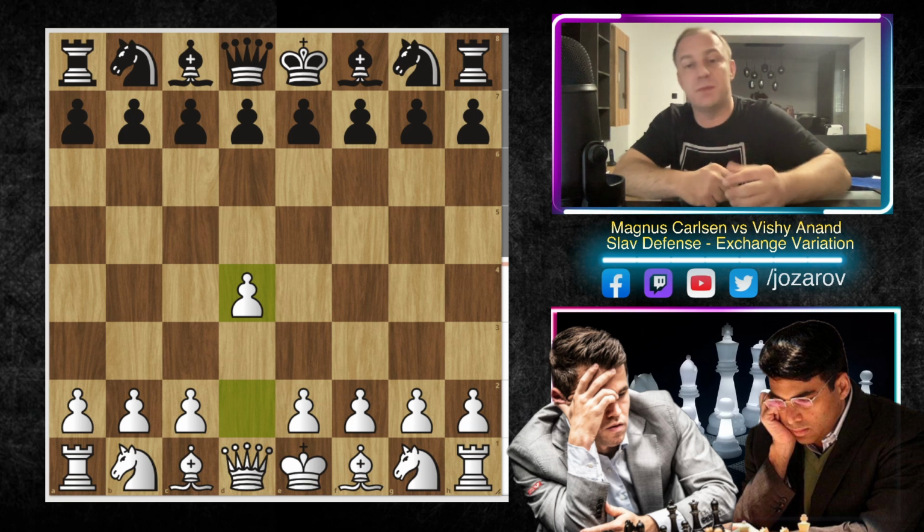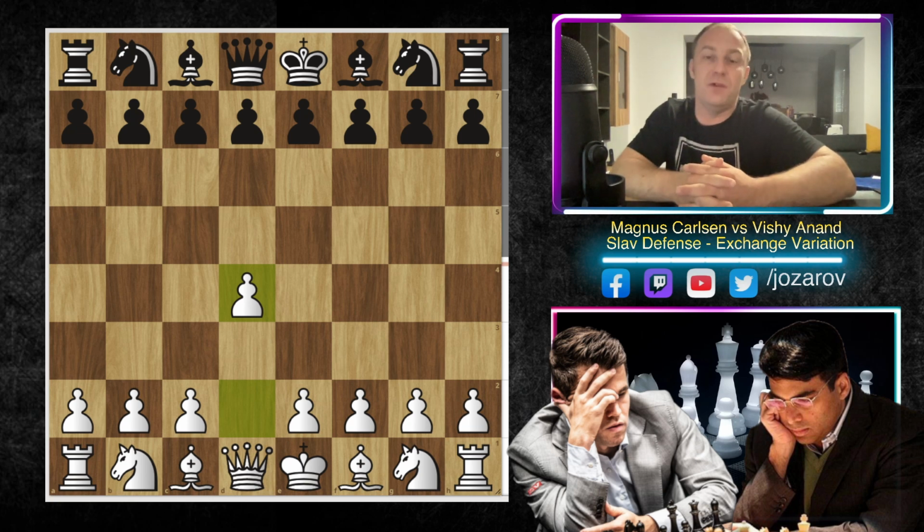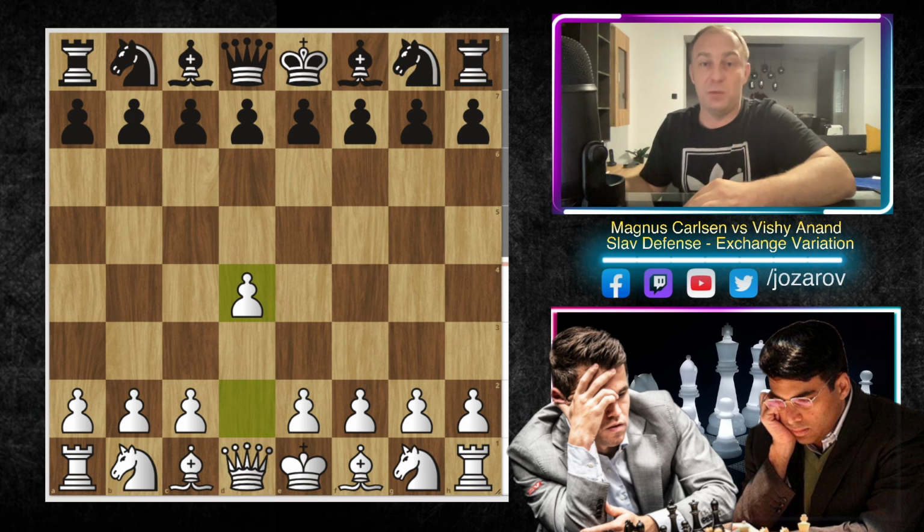I'm telling you this because we'll have a really important moment in this particular game in which Vishy Anand will trade the bishop for a knight. That's why I think it was a good choice, because from that point on Vishy Anand had good opportunities in the game. So let's check out now the game between two world champions, between Magnus Carlsen and Vishy Anand.